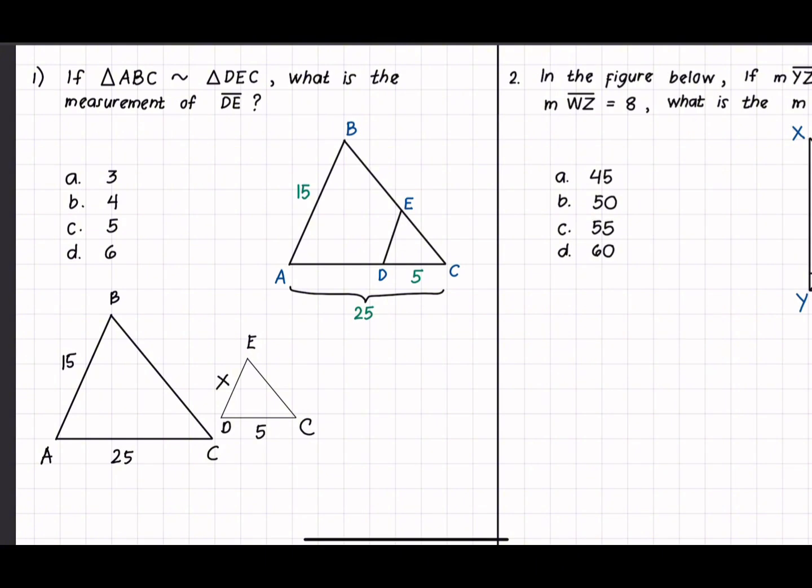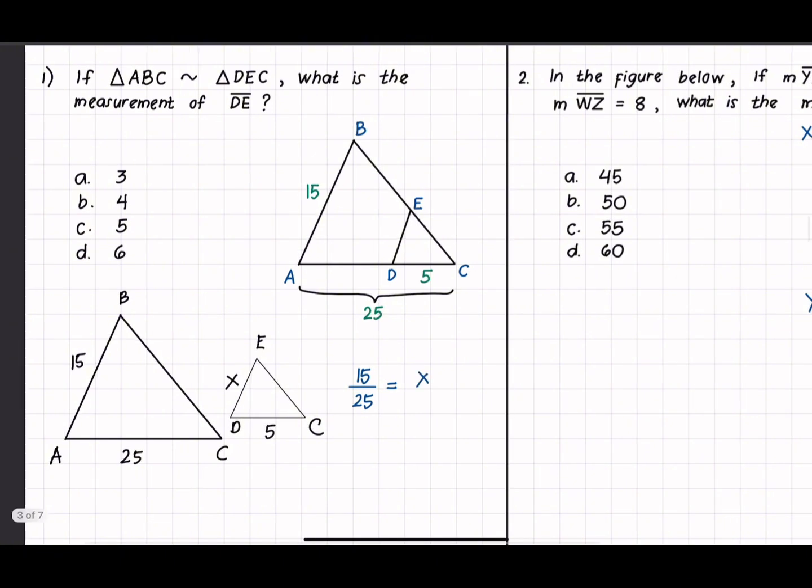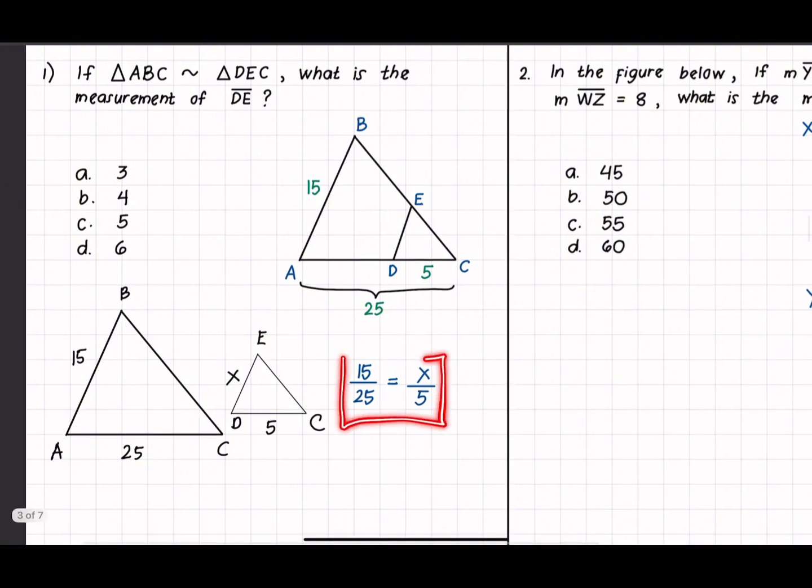Okay. So since they are similar, I can create a proportion wherein side AB measures 15 over AC, which is 25, is equal to, so side AB corresponds to side ED, which is X, over side AC, which is 25, corresponds to side DC, which measures 5. So this is the proportion that we created.